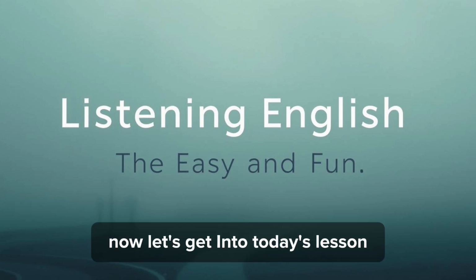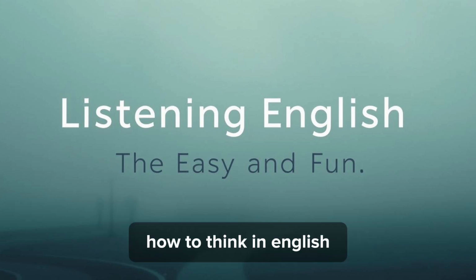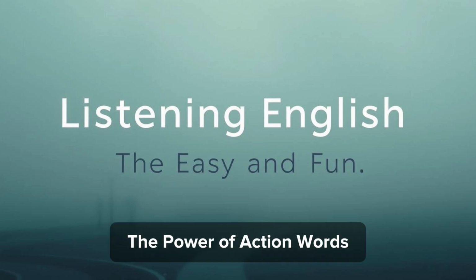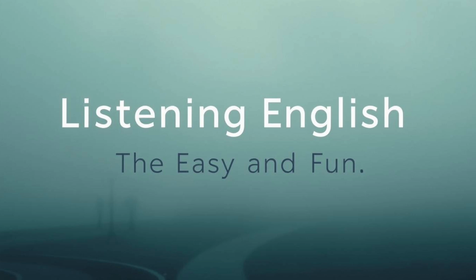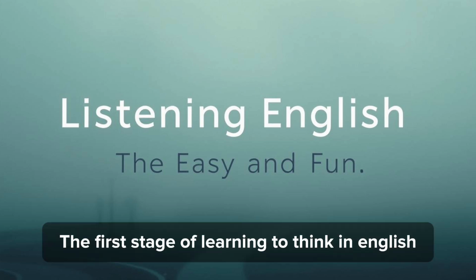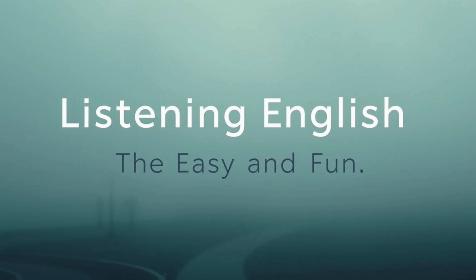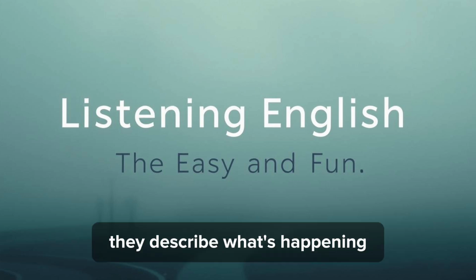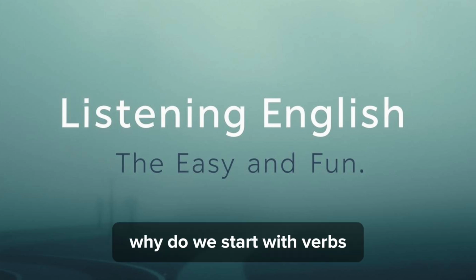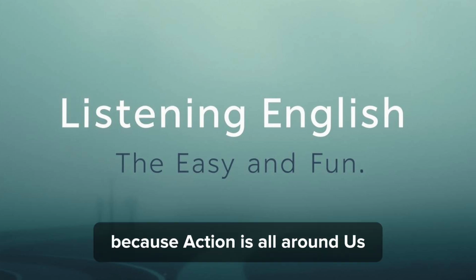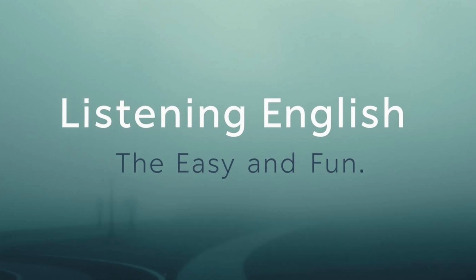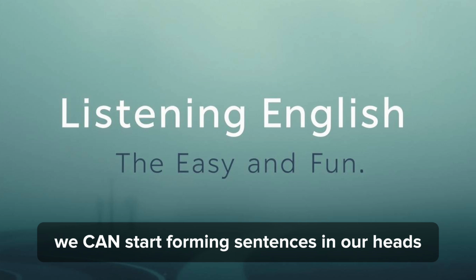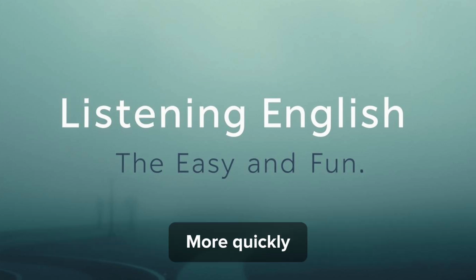Now, let's get into today's lesson, how to think in English. Stage 1. Think in verbs, the power of action words. The first stage of learning to think in English is to focus on verbs. Verbs are the action words in a sentence. They describe what's happening. Why do we start with verbs? Because action is all around us. If we can think about what's happening in English, we can start forming sentences in our heads more quickly.